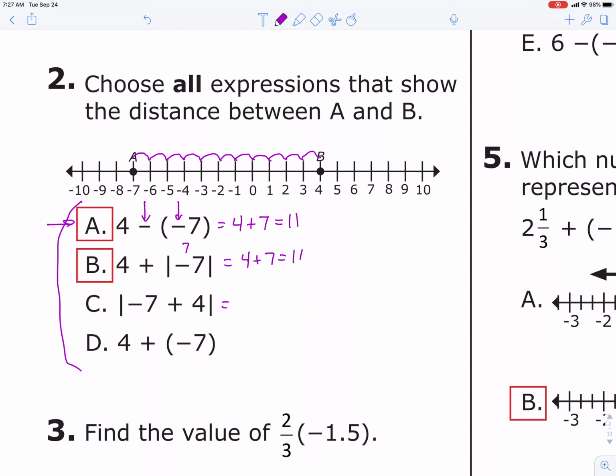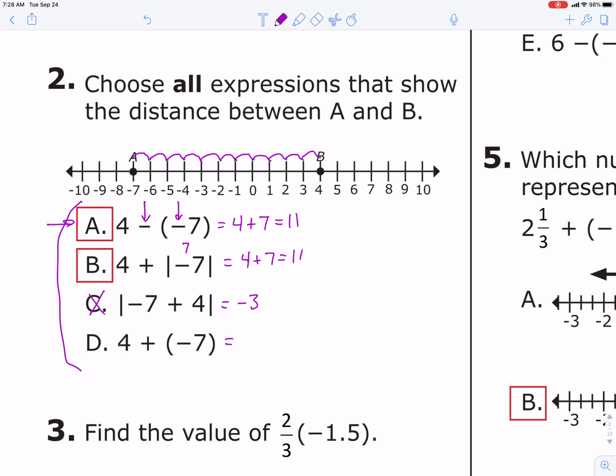Now, we didn't go too much into doing actual problems within the absolute value bars, but the way you treat things within the absolute value bars is you do them just exactly as they're shown. Then if you get a negative answer within the bars, you get rid of the negative. So -7 plus 4: -7 on a number line plus 4, I move to the right 4. So that gives me -3. So that one does not work.